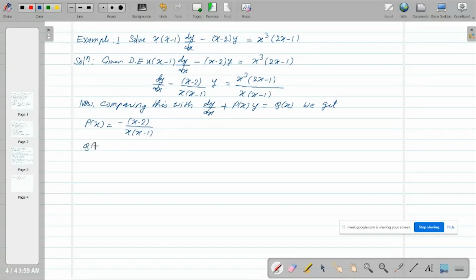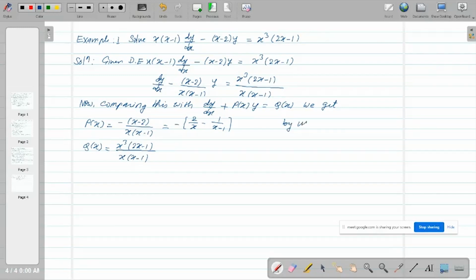And q(x) is what? Your q(x) is x cube into 2x minus 1 divided by x minus 1. Okay, just simplify this. So for this, I'm directly writing here. So this becomes 2 by x minus 1 upon x minus 1. How is this so? By using partial fraction.